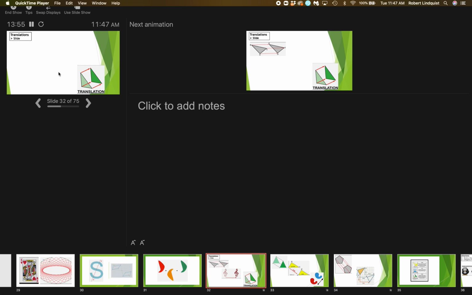All right. So today we are going to start talking about translations. What is a translation? Well, in terms of transformation geometry, a translation is a slide. If we look at the triangle on the bottom right, the lighter green triangle is sliding over to where the darker green triangle is, and every single vertex slides.